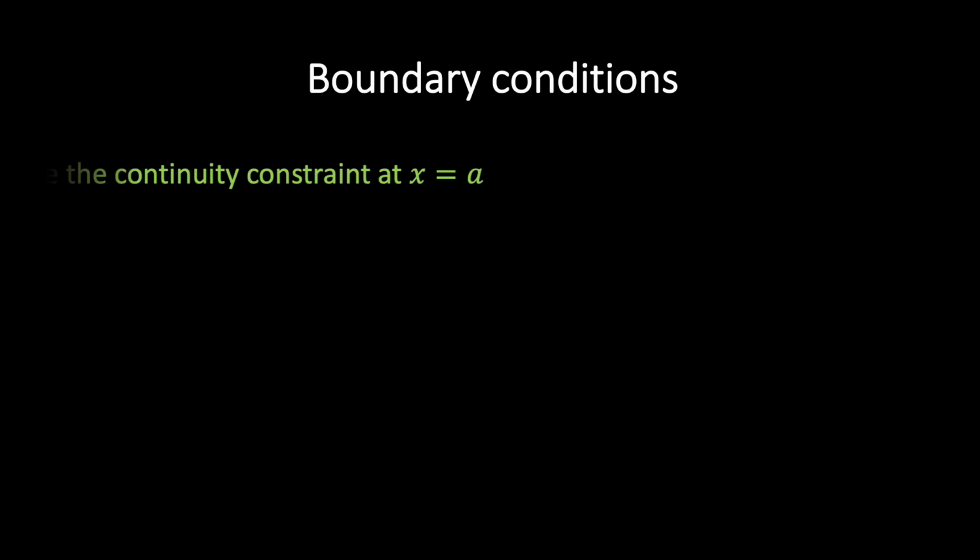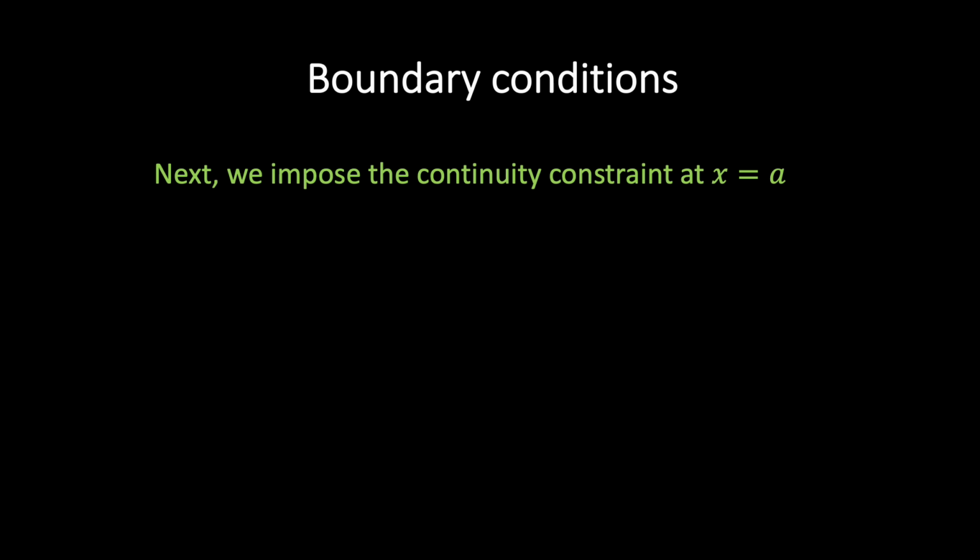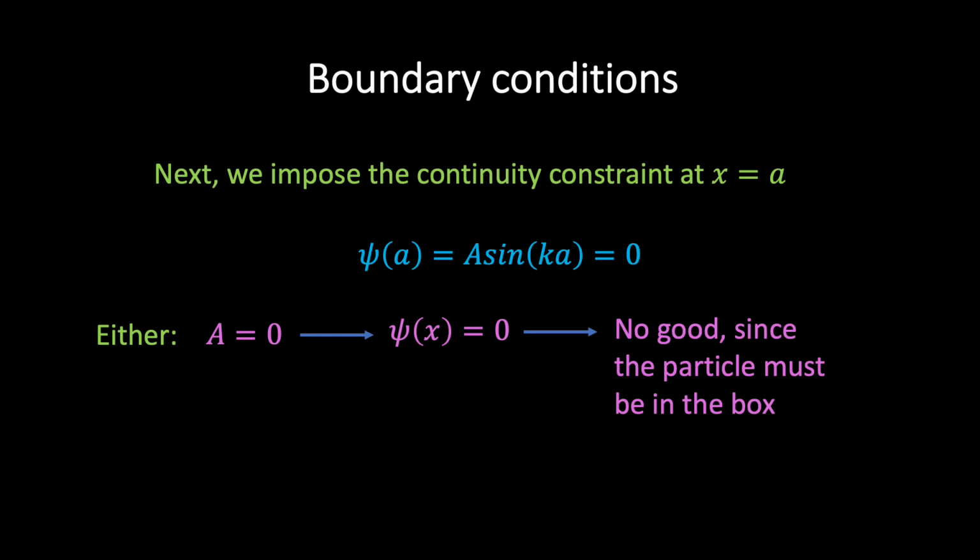Next, we impose the continuity constraint at x equals a, and therefore we have that psi of a equals A sine ka, and this must be equal to 0. And so we see that either A equals 0, in which case we're left with the trivial solution psi of x equals 0, or else we have that sine of ka equals 0.